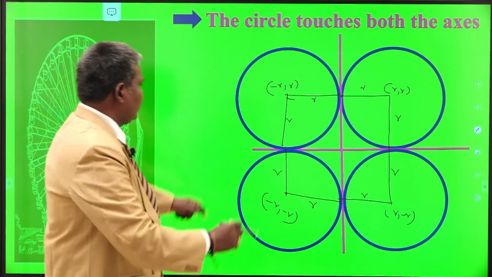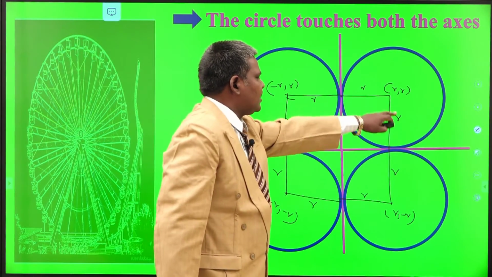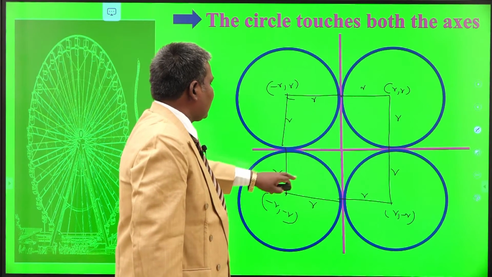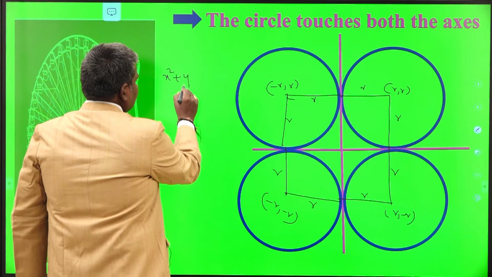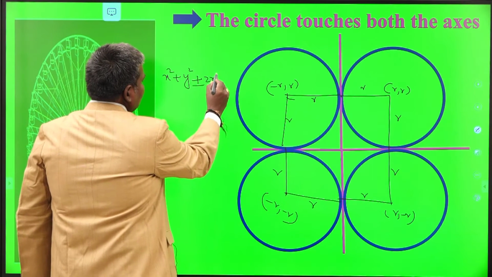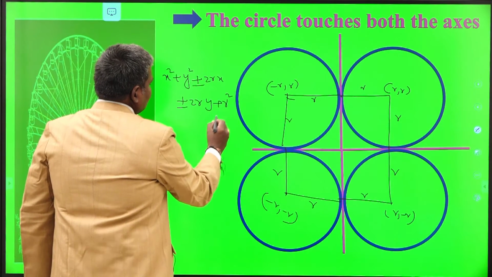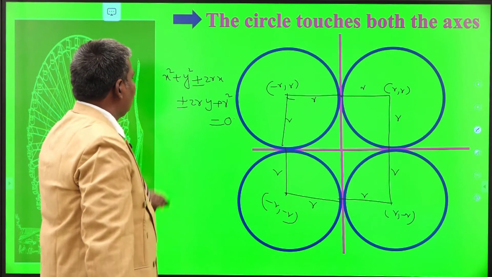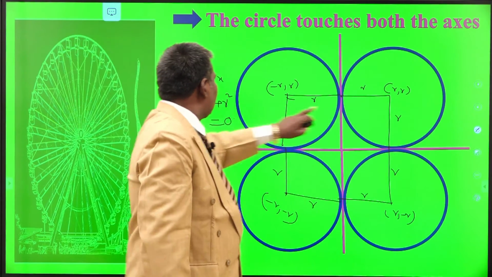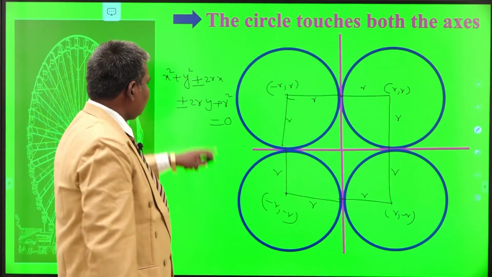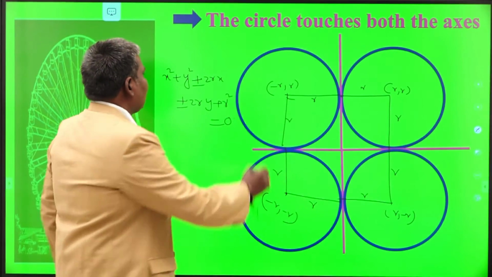Both are same. In this manner, can you write the 4 equations or not? Here r comma r is the center, radius r, minus r comma r, r comma minus r, in the same manner. So the equations are x square plus y square plus or minus 2rx plus or minus 2ry plus r square is equal to 0. When we take both minus here, your center is in the first quadrant. When you are getting both plus, your center is in the third quadrant. Here r is positive.